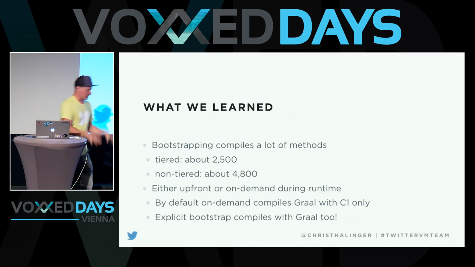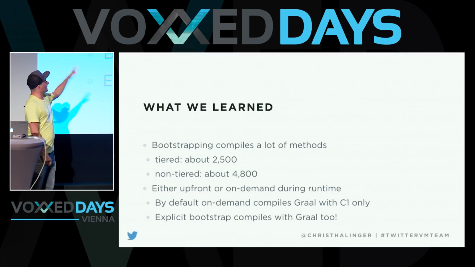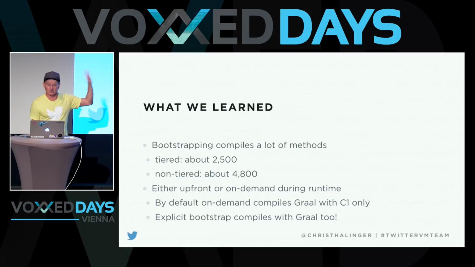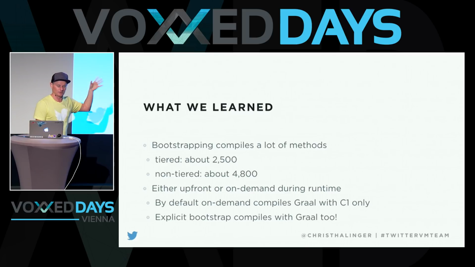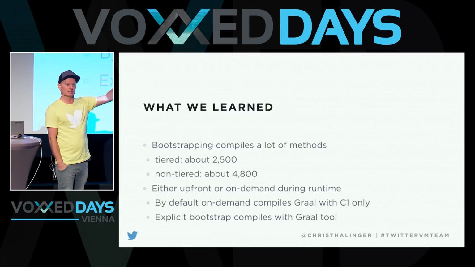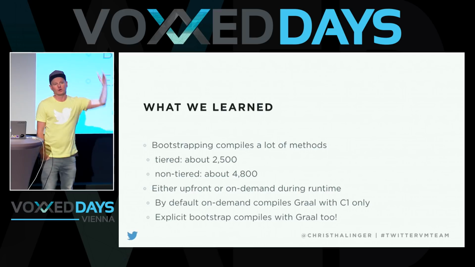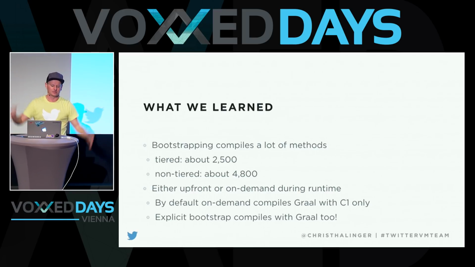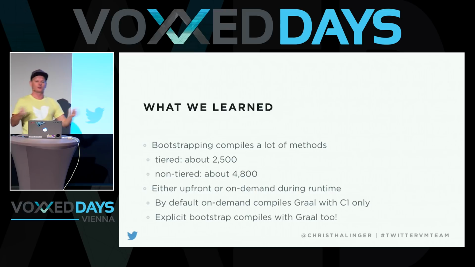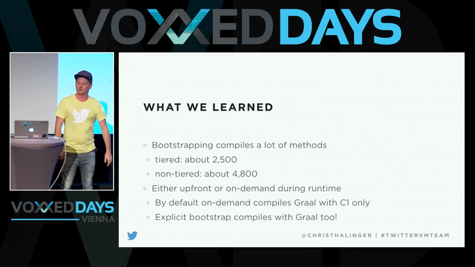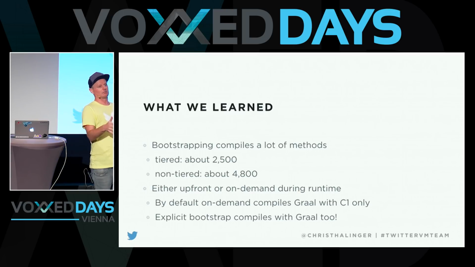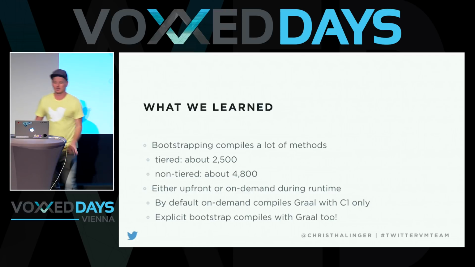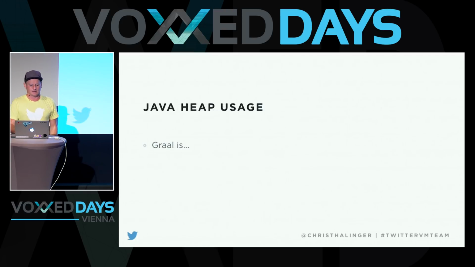Let me quickly talk about this again. So bootstrapping compiles a lot of methods. In the tiered case, it's at least 2,500, and in the non-tiered, it's even more, more like 5,000 methods, and that's eventually what you actually compile when you do an implicit bootstrap, as I call it. You can either do it upfront or during runtime. That's the explicit versus implicit one. And by default, on demand, Graal gets only compiled by C1. Okay, I have to take this one out. It's really a bug, but don't worry about this now.